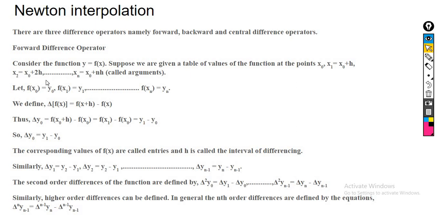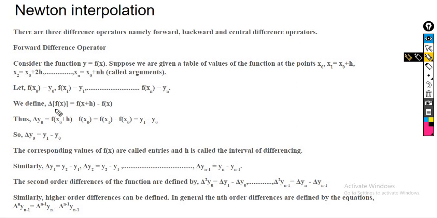What are we going to do with these given values? We are going to find the differences between the given function values. We write f of x0 as y0, f of x1 as y1, and f of xn as yn. We use a particular formula to find the difference, which is why it is called the difference operator. This is the symbol of the operator. This is known as the forward difference operator, acting over this function.